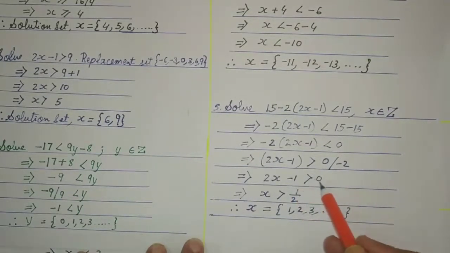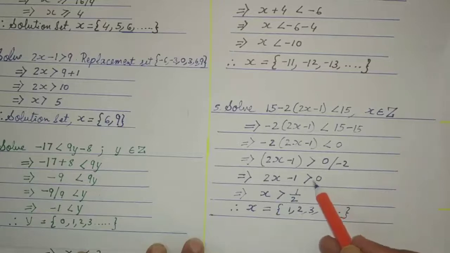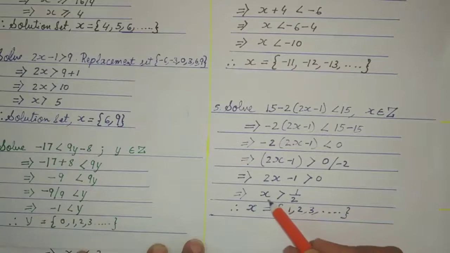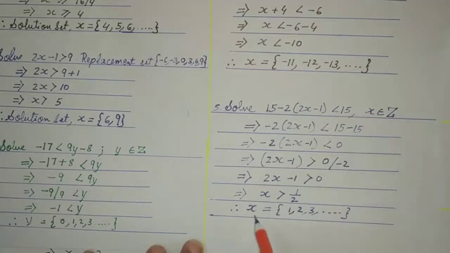Minus 1 goes that side, becomes plus 1. Divided by positive number 2, the sign doesn't change. So x is greater than half. Therefore, the integer solution set is 1, 2, 3, 4 endlessly.